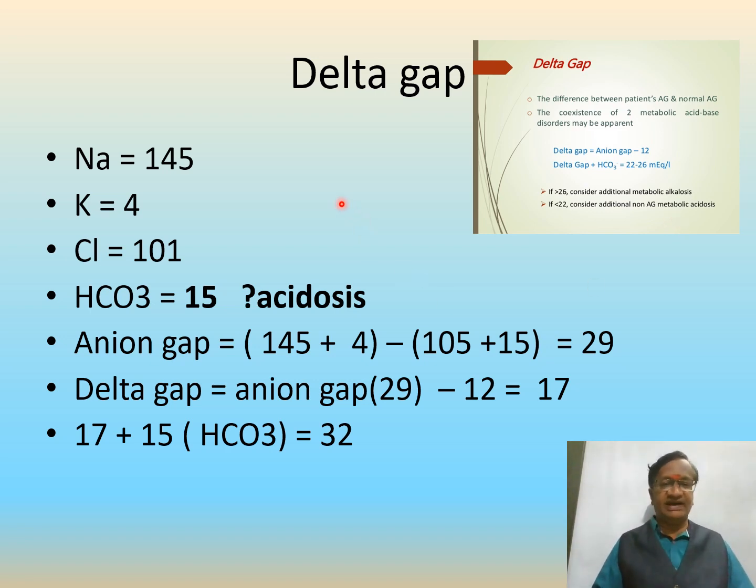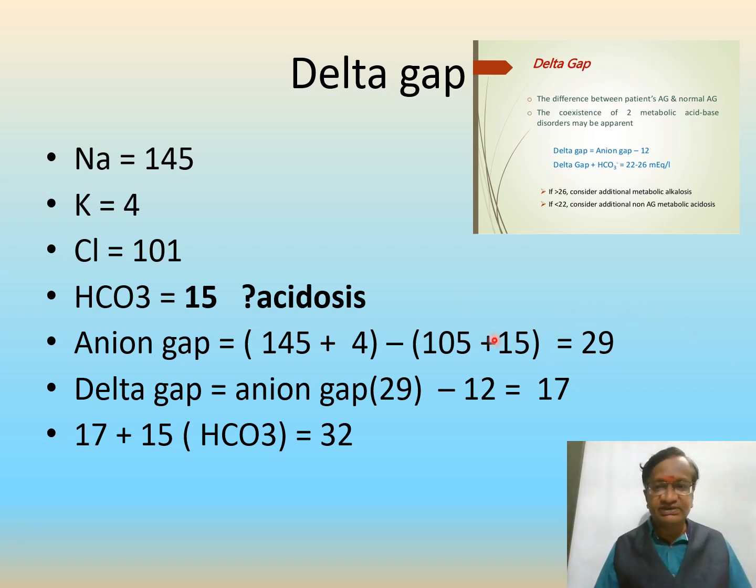Now let's check it again. Sodium is 145, potassium is 4, chloride is 101, bicarb is 15. There is a metabolic acidosis. What is the anion gap? Anion gap is sodium plus potassium minus chloride plus bicarb. Chloride is 101. 145 plus 4, this is 29.